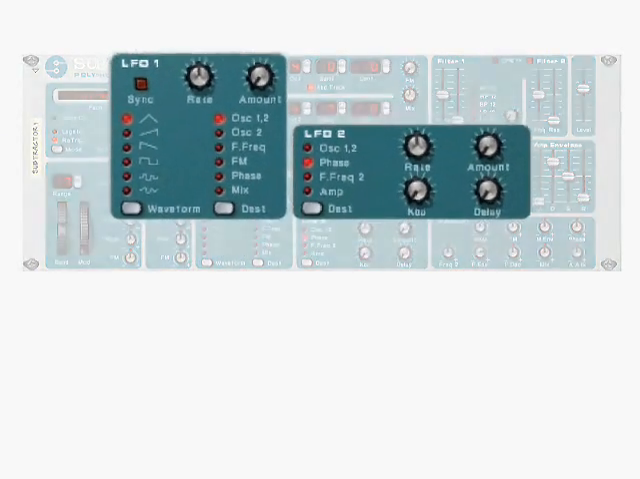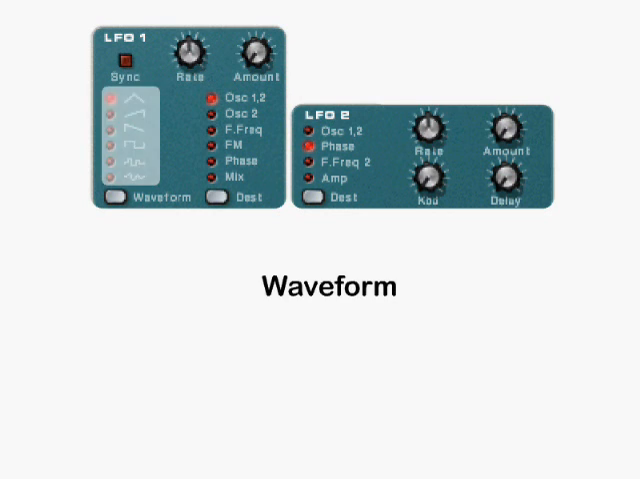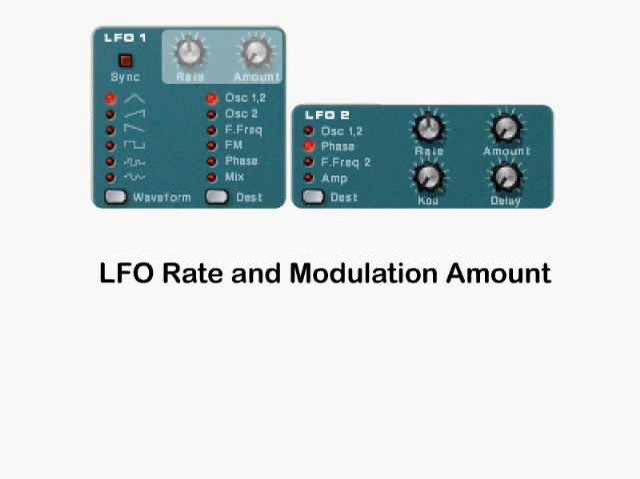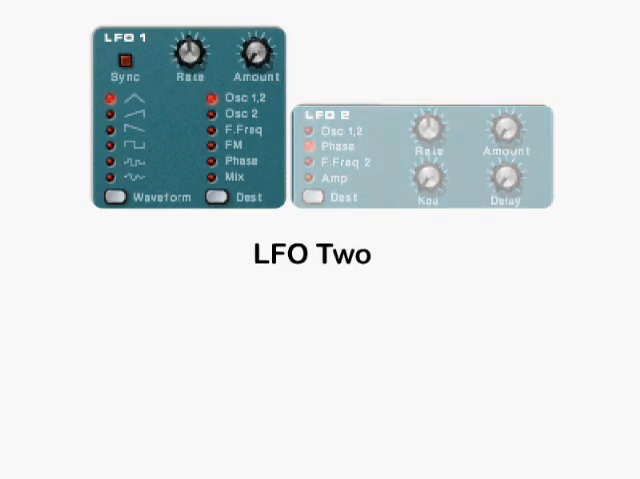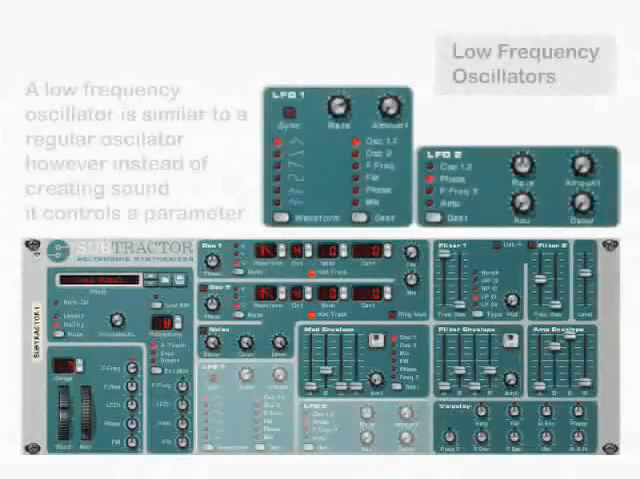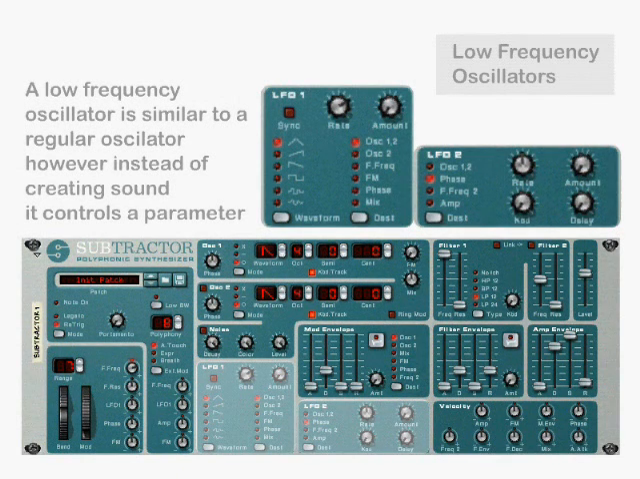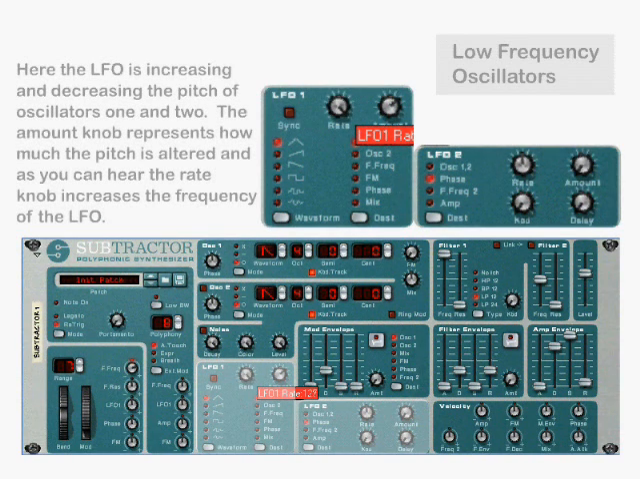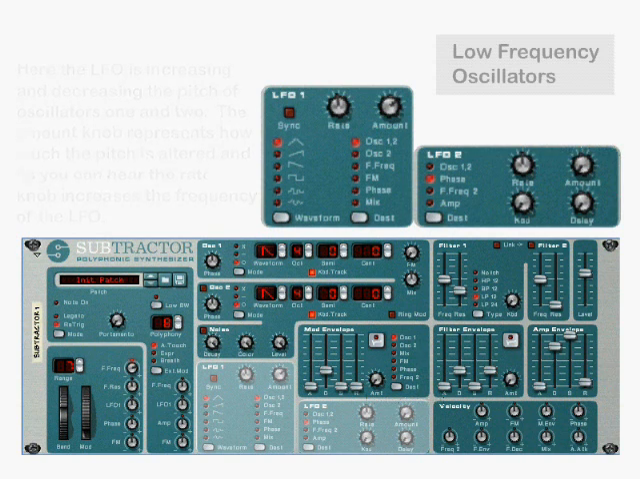Let's have a look at the LFO. An LFO is a low frequency oscillator and is similar to a normal oscillator except that it doesn't produce sound. It's used instead to control another parameter, such as a filter or volume. Here I'm going to control the pitch with the low frequency oscillator. Increasing the rate increases the speed of the effect. Now I'm going to control the filter with the oscillator.